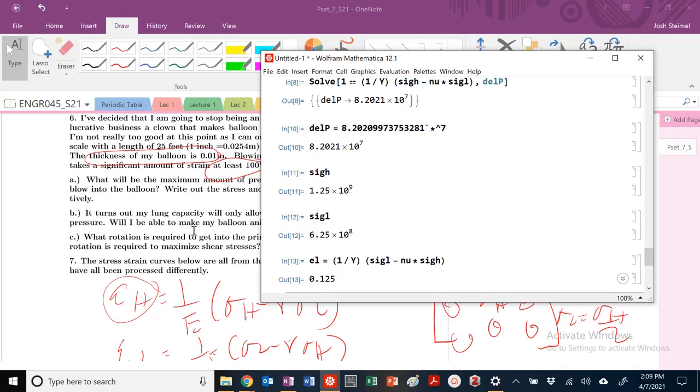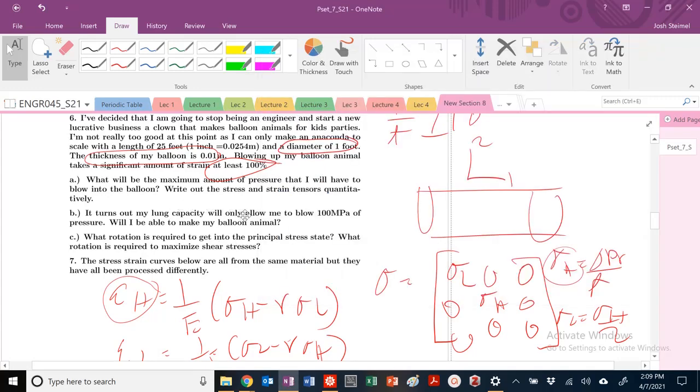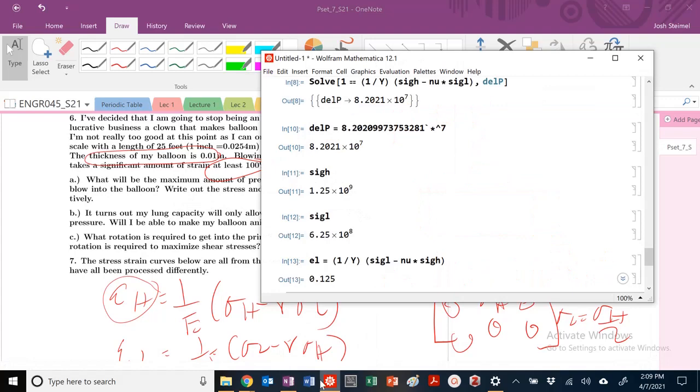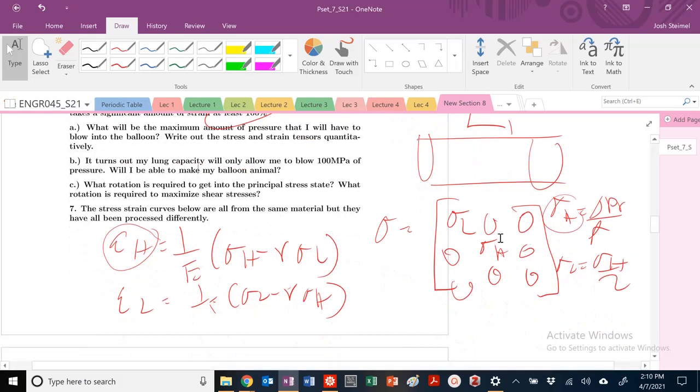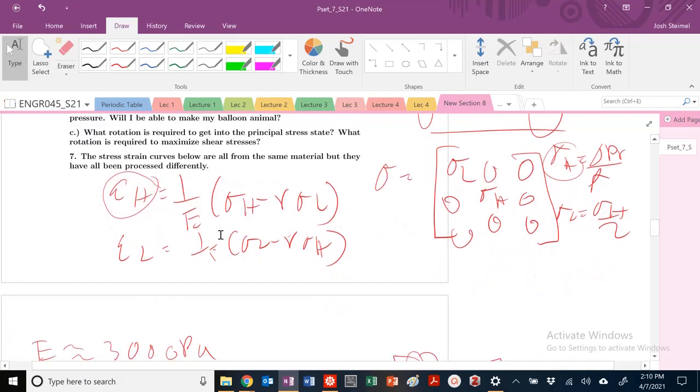That's it. So for the stress-strain tensors, it turns out my link will only allow me 100 megapascals. Completely fine, right? 82, I could just make it. What about the rotation to get into principal stress state? No shear stresses, we're already in principal stress state. To get maximum shear, 45 degrees, just like we've done previously. Great. Now, let's look at this below.